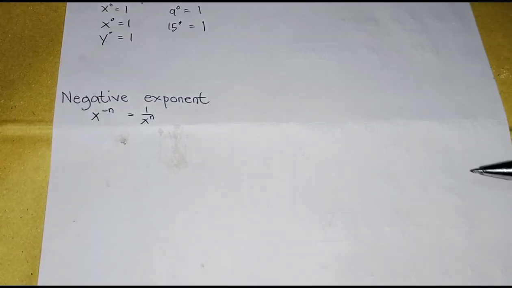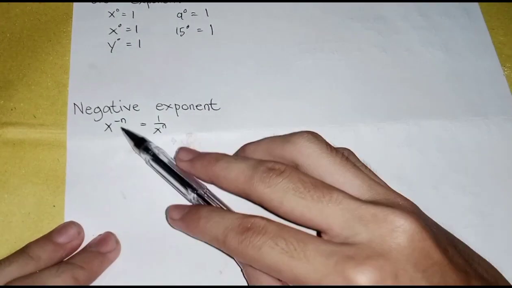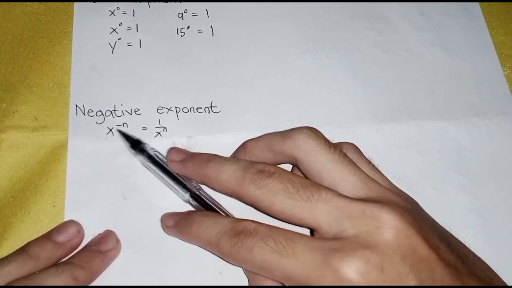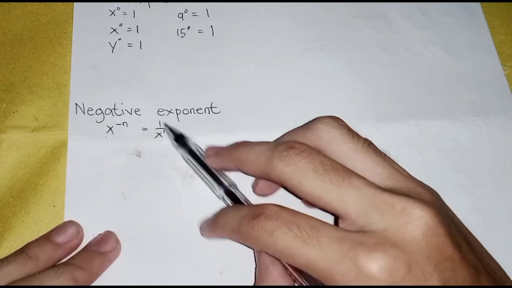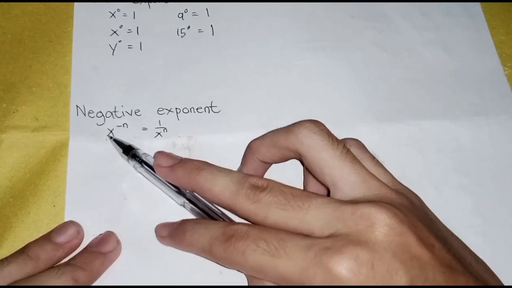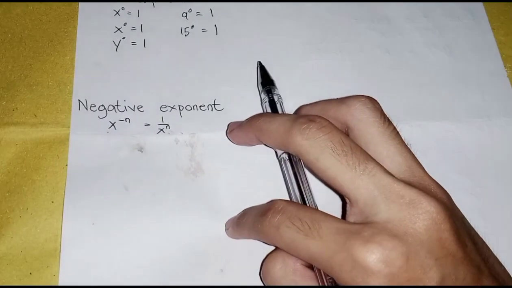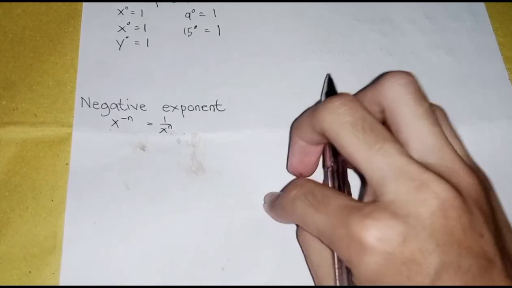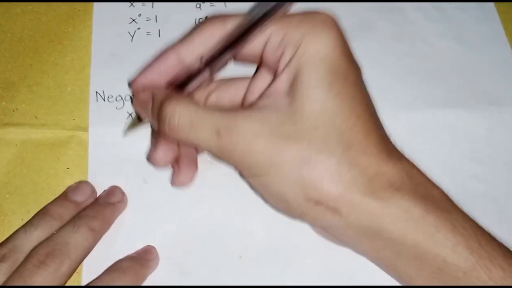At ang huli ay negative exponent. So, paano kapag may negative exponent? So, una, kapag may negative exponent, gagawin mo lang siyang positive, yung exponent. Paano yun? Gagawin mo siyang fraction. Ang lahat ng nasa numerator ay 1 lagi. At ang denominator, kokopyahin mo yan, tapos gagawin mong positive. Ganun ang pag-exchange ng negative na exponent to positive exponent.